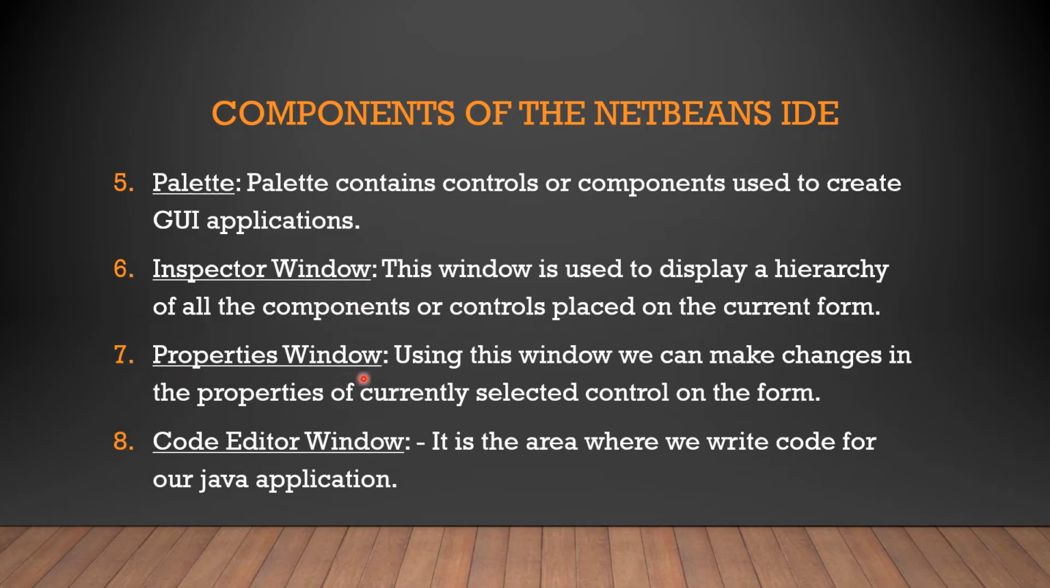Then is the properties window. Using this window, we can make changes in the properties of the currently selected control on the form. As its name suggests, the properties window is the window which is used to see the properties of the control we have selected. So whenever we select any control from the palette, its properties will be displayed in the properties window.